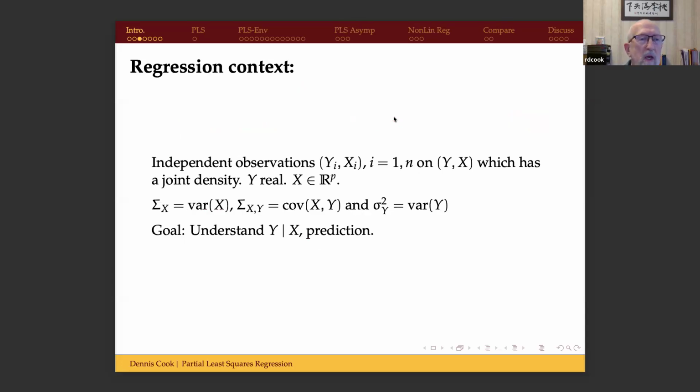So the context for today is going to be a standard linear regression context. We have independent observations on y and x, which has a joint density. Y is real, x is in R^p, a little notation there that's pretty standard. And the goal, of course, since this is regression, is to understand the conditional distribution of y given x and to do prediction.